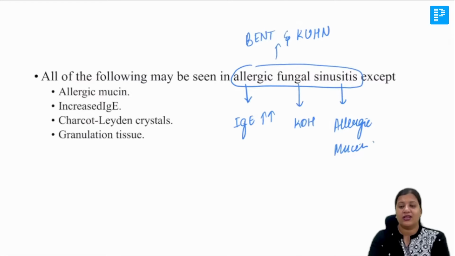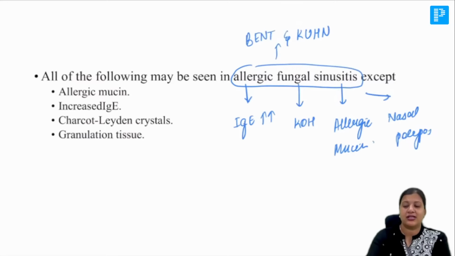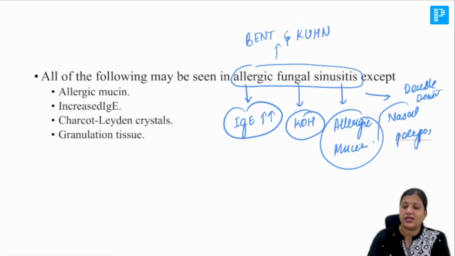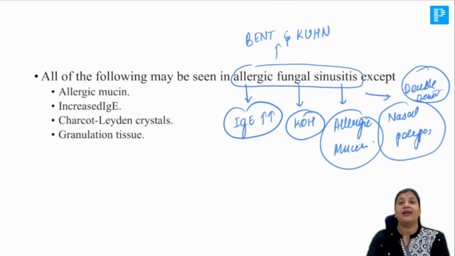And along with that, what do we see? We see some nasal polyposis. And we saw one radiological sign. What was that? Double density. So these five features, IgE elevated, KOH mount, allergic mucin, nasal polyposis, and double density on CT scan are major features of allergic fungal sinusitis.